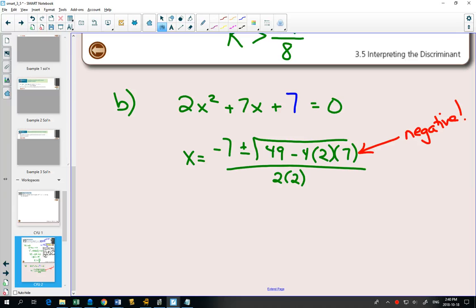Questions for practice on this one are 8, 9, and 10.